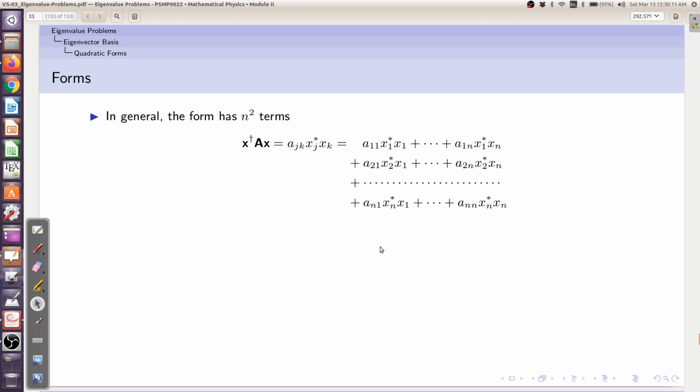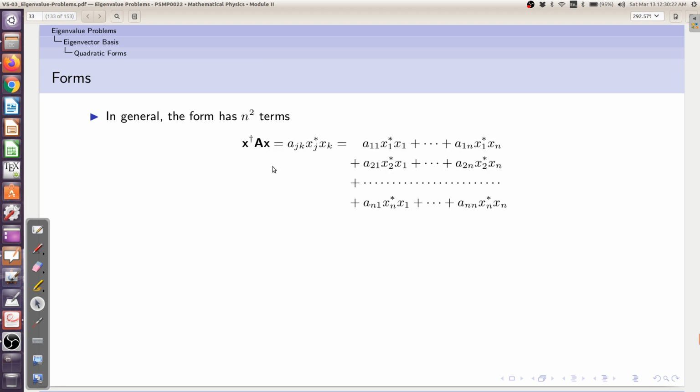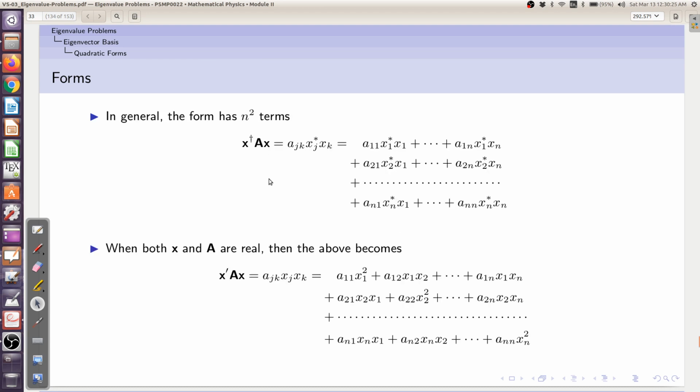Then we can generalize this. In general, the form has n square number of terms. You can see here, if n is equal to 2, the form has 4 terms. If n is equal to 3, the form is going to have 9 terms, and so on. So in general, the form is going to have n square number of terms.